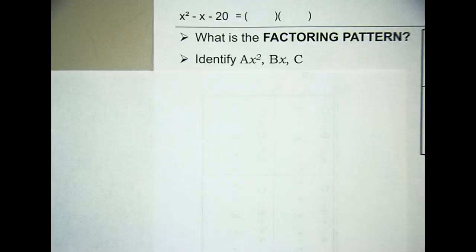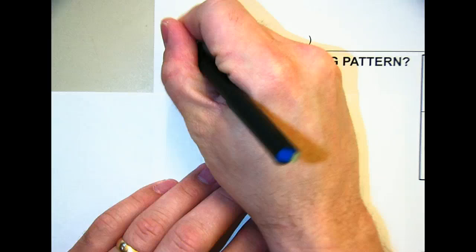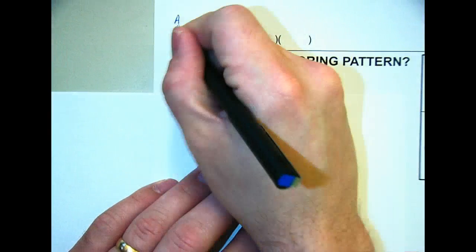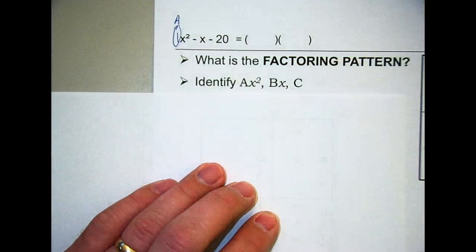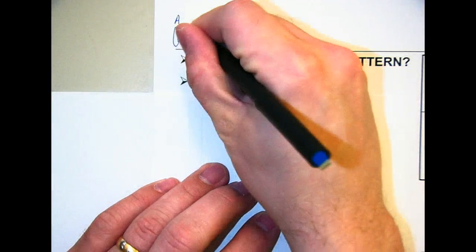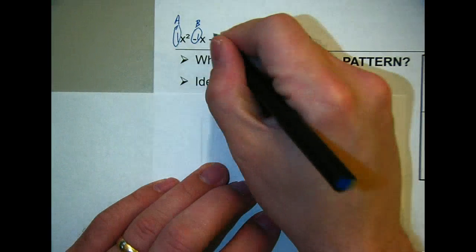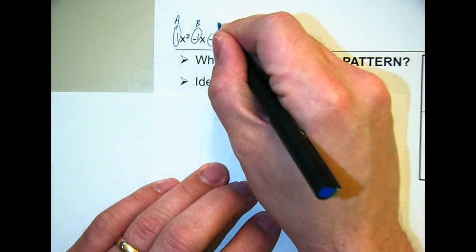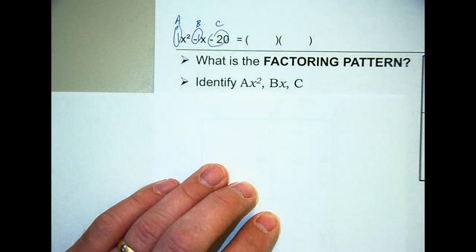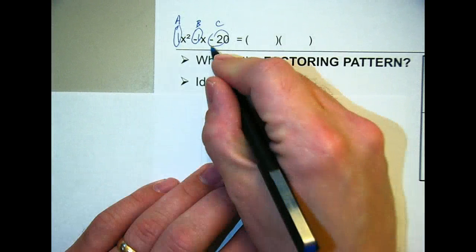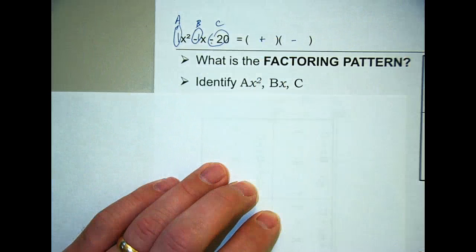What is A? Caden? 1. A is 1. That's going to be important. I know it seems like a waste of time, but for our next step, that's going to be important. What's B? Someone new. Jaden? Negative 1. Okay. And what's C? Brennan? Negative 20. Okay, very good. What are our signs? Yeah, they're different, okay, because C is negative, so it's positive, negative. What's our front term going to be?